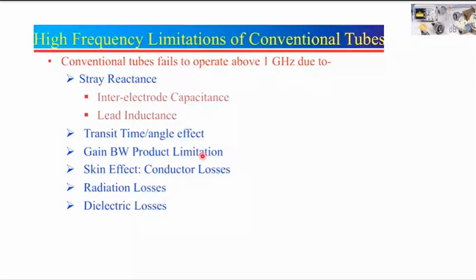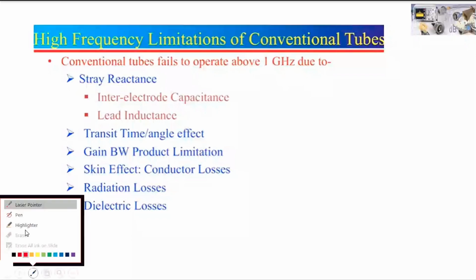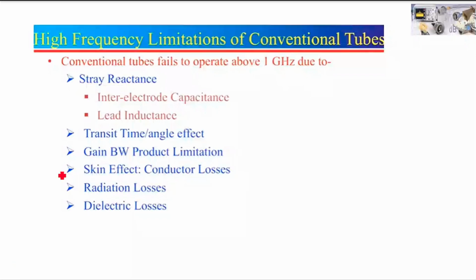So these three effects are also very important, which are not mentioned in Samuel Y. Liao, but are very important from a competitive point of view. Questions are generally asked in GATE examinations. So I have included these also: skin effect, radiation losses, and dielectric losses. These are the other three factors which hamper the performance of your conventional tube at microwave frequency.